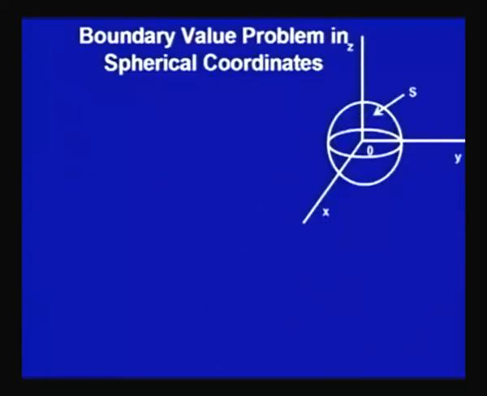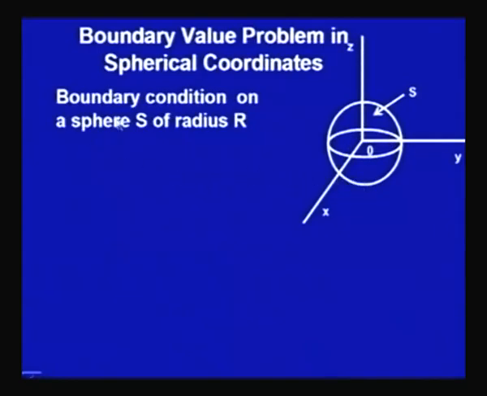Suppose my region of interest is this ball, that is a sphere, and the boundary is the surface of this sphere. What we have been given is that the function u is independent of theta on this surface. So, we want a boundary condition on a sphere S of radius r. This radius we had fixed. We say u(r, theta, phi) is f of phi, that is independent of theta.